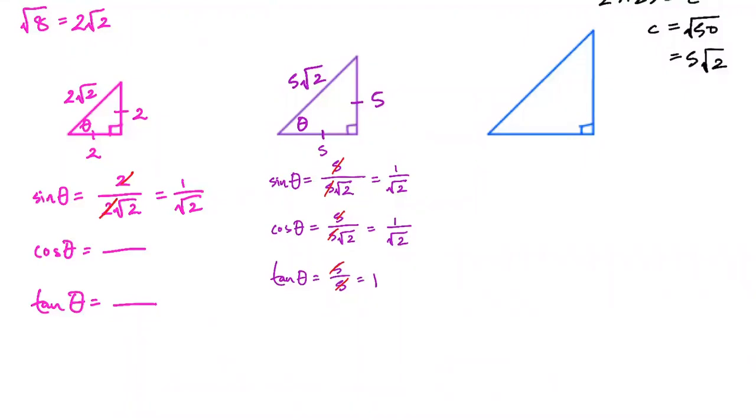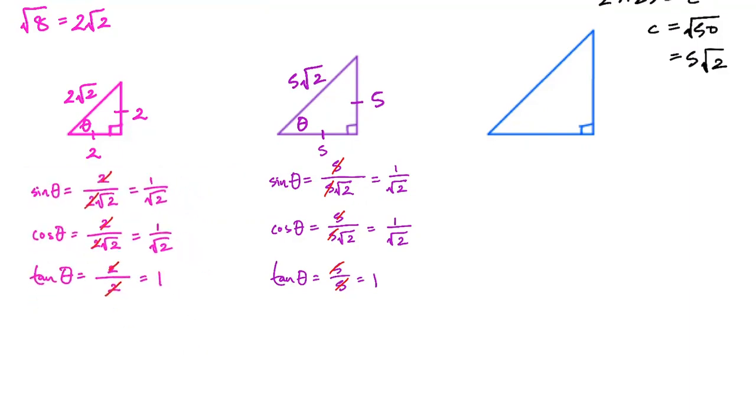Okay. We should have gotten 2/2√2 for cosine and found that the 2s cancel out again and we get 1/√2 for the cosine. And then for tangent, we should get 2/2, which reduced to give us 1. Okay. Any questions so far? I'm getting some good practice in terms of finding sine, cosine, and tangent.